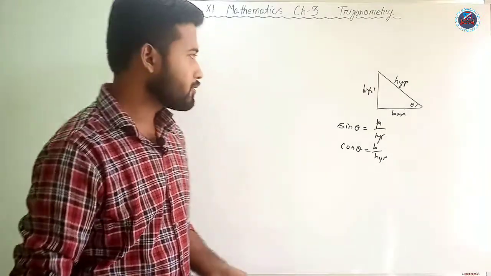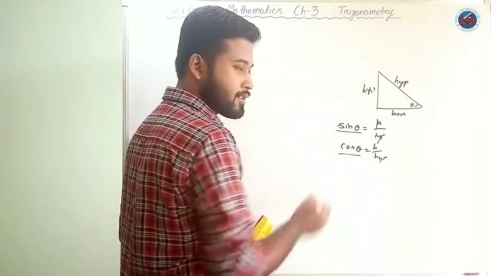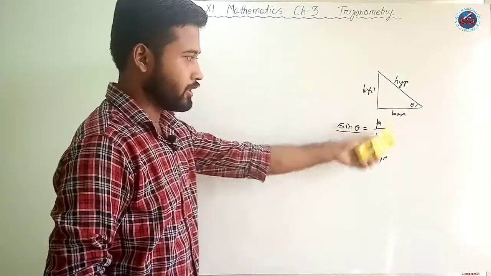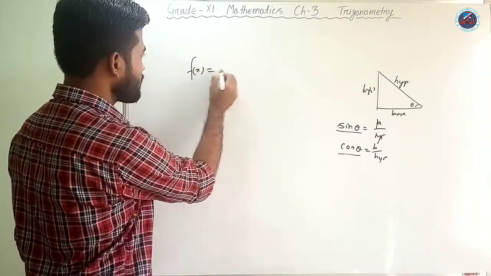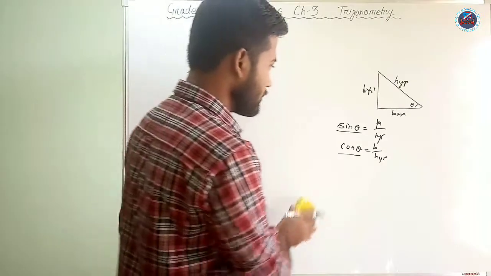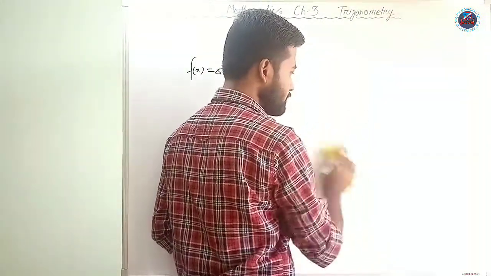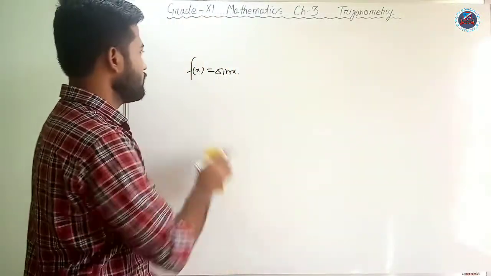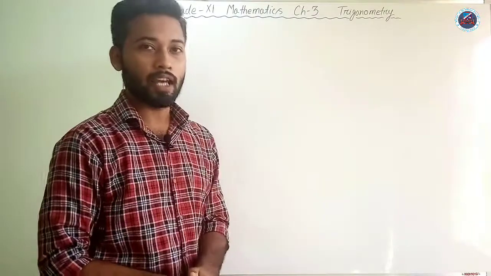Okay, so earlier we have taken this as a ratio, but now we shall take it as a function, like f of x is equal to sine of x. Since we have discussed functions in our previous chapter, we know what a function is, isn't it? Okay, so before going to the trigonometric functions, we shall discuss angles first.